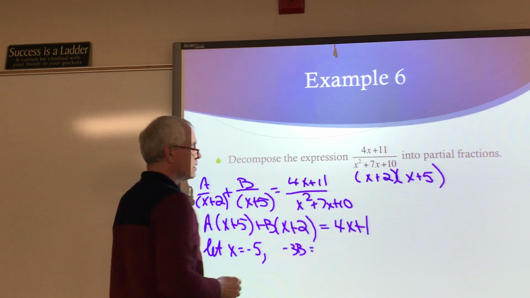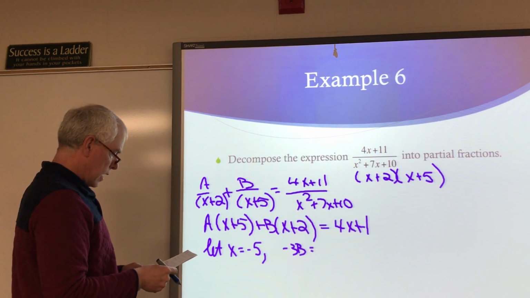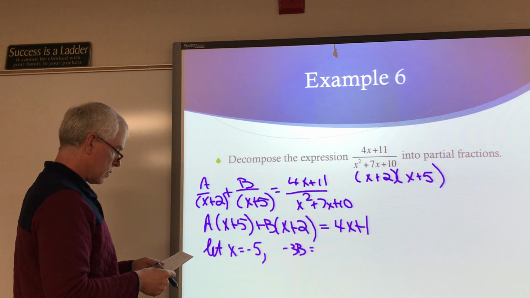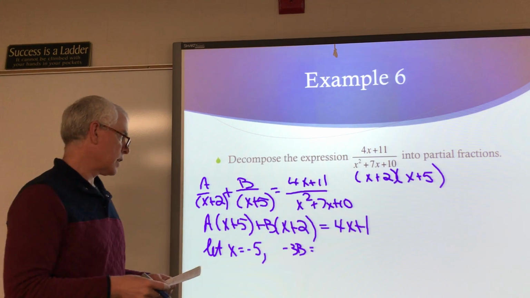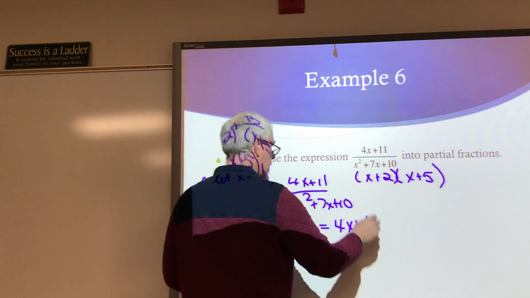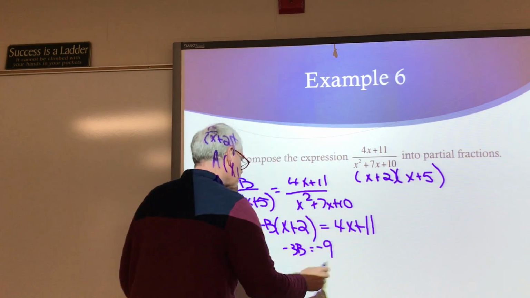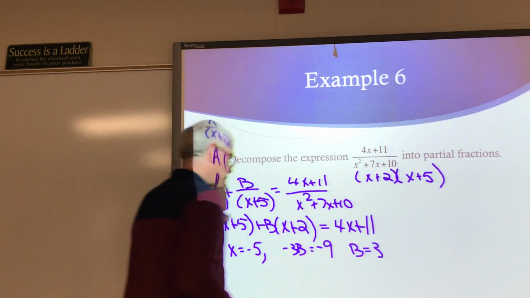And 4 times -5, yeah, 4 times -5 is -20, and it's 4x plus 11. There we go. -20 plus 11 is -9. Divide, and I know b equals 3.